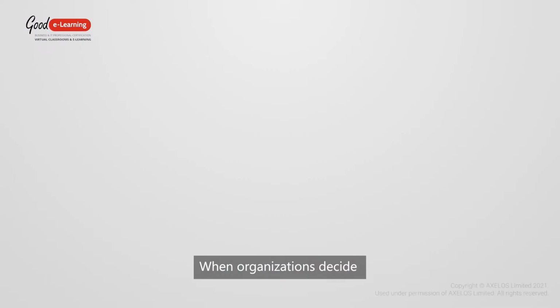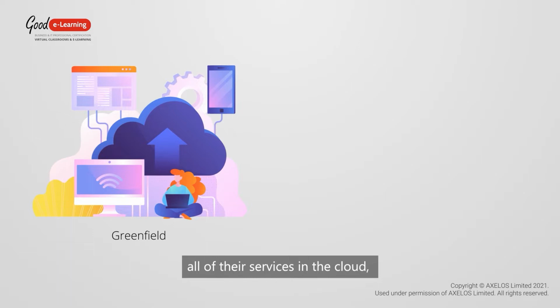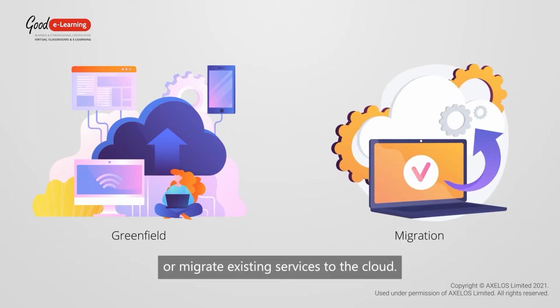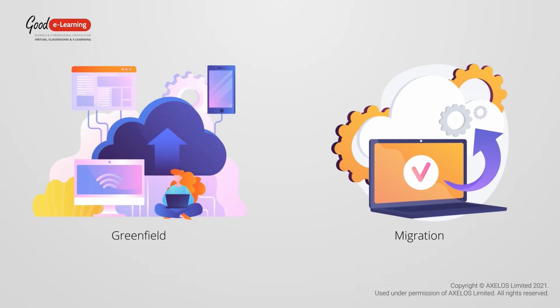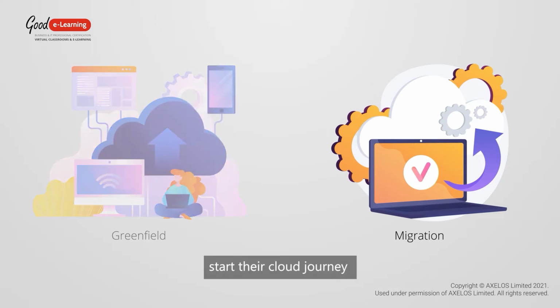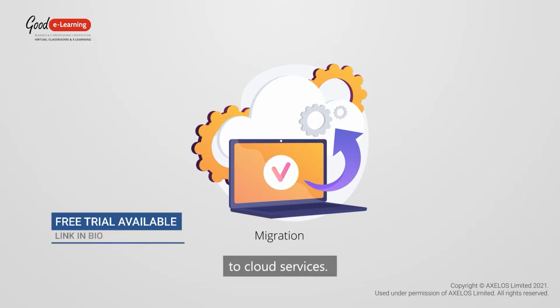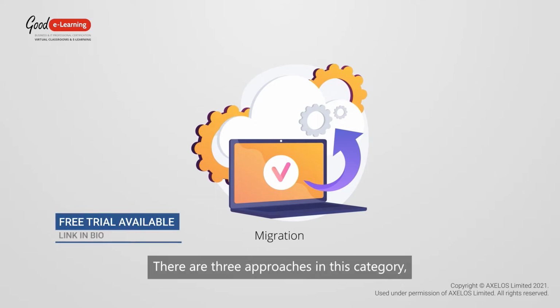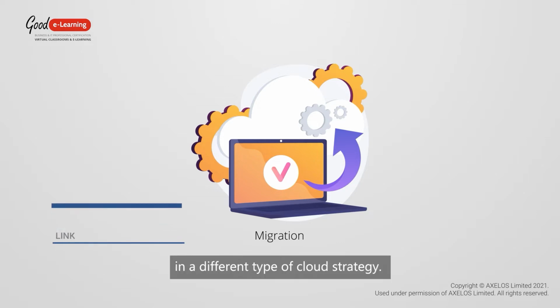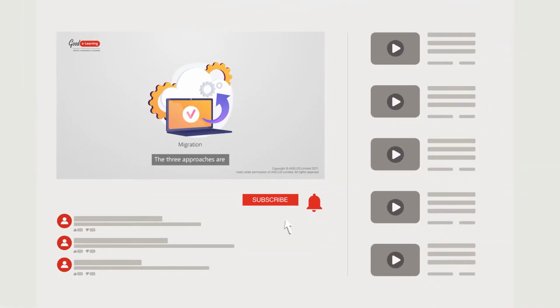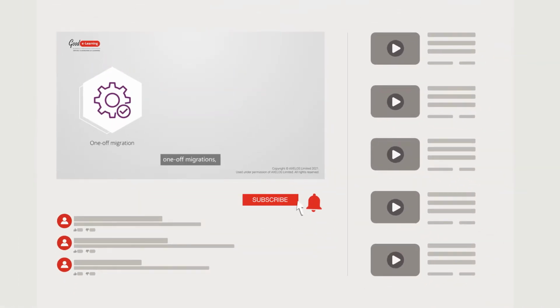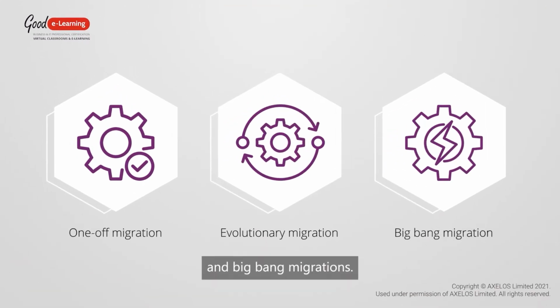When organizations decide to operate services on the cloud, they'll either need to establish all of their services in the cloud, known as a greenfield operation, or migrate existing services to the cloud. Most organizations start their cloud journey by migrating existing services from in-house solutions to cloud services. There are 3 approaches in this category, each of which results in a different type of cloud strategy. The 3 approaches are one-off migrations, evolutionary migrations, and big bang migrations.